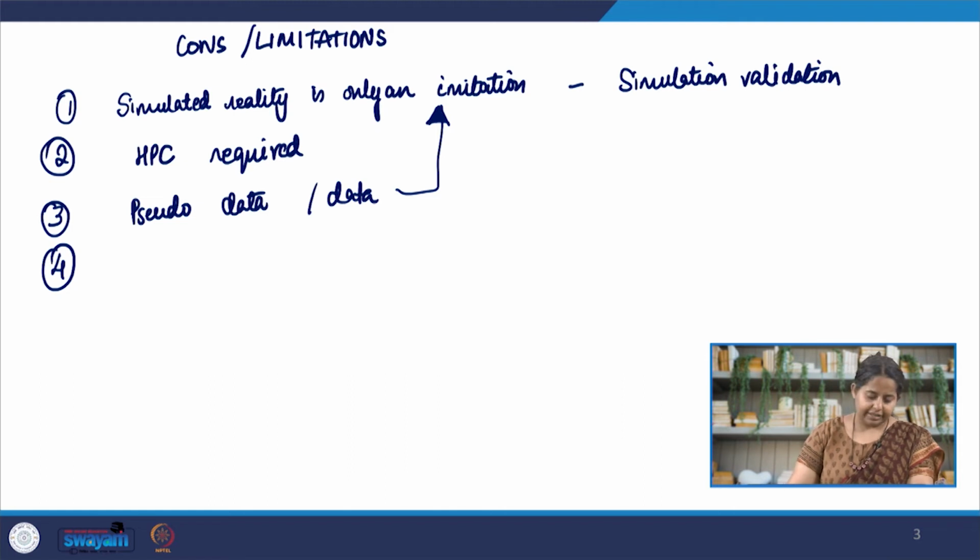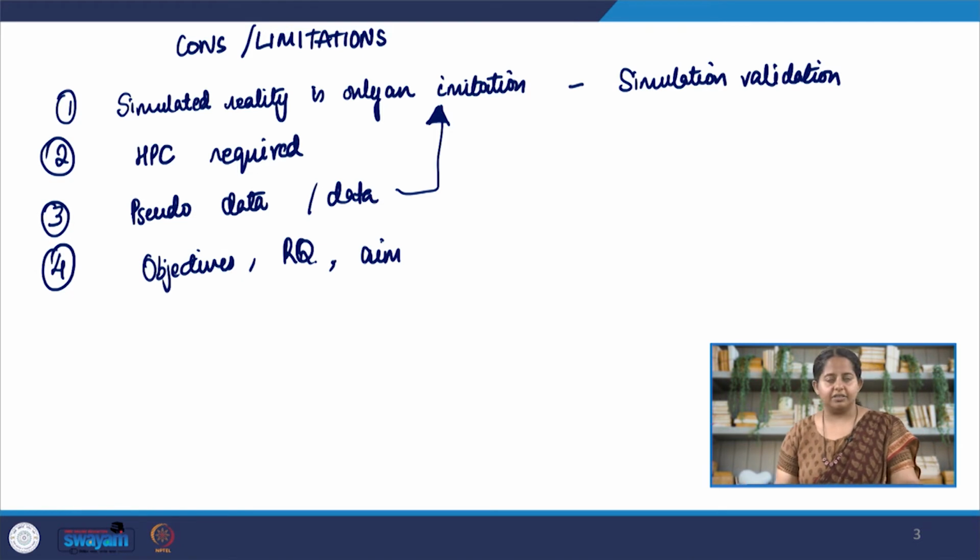The other thing is that if the objectives, because I'm a researcher, I will say research questions or aim of your simulation is not clearly defined, it's not very useful.